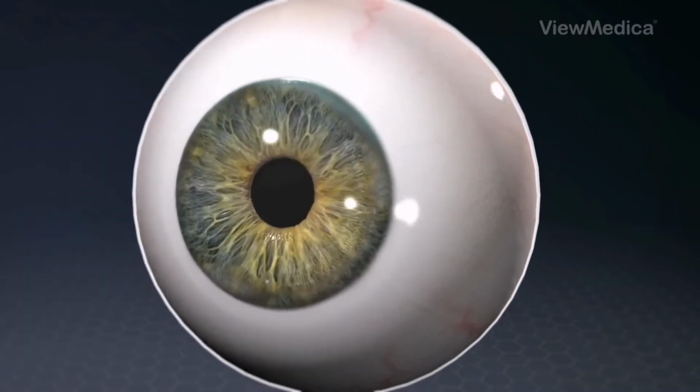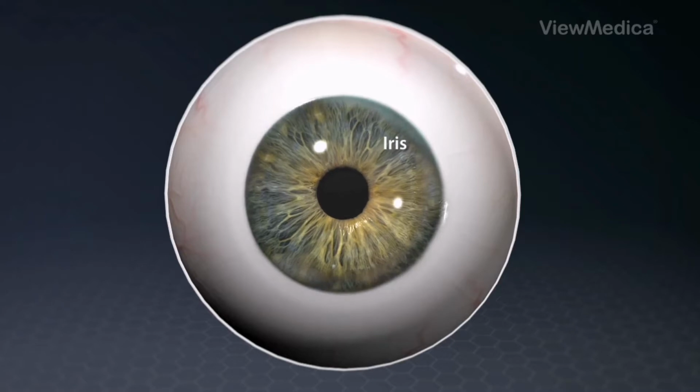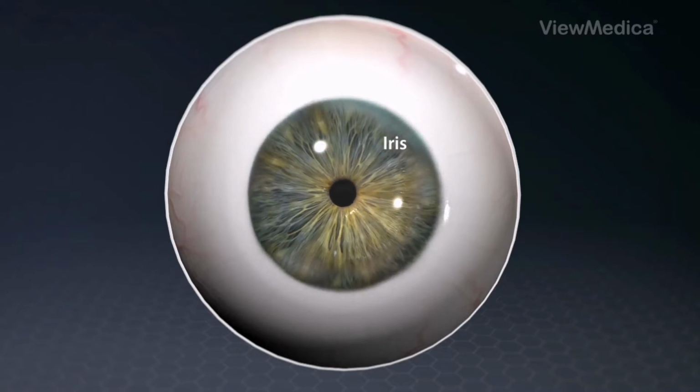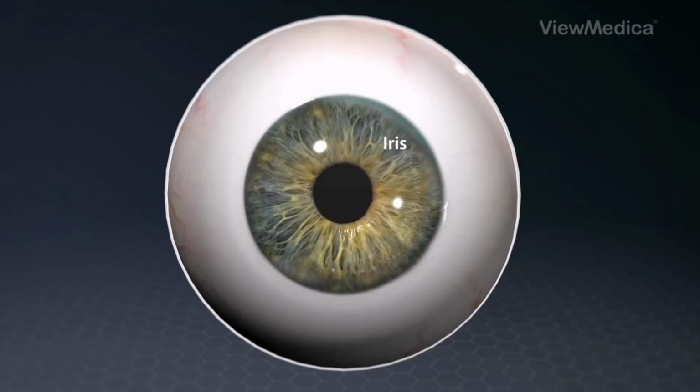When you look through the cornea, you can see the iris. This is the colored muscle that contracts and relaxes to regulate the amount of light that enters the eye. The opening in the center of the iris is called the pupil.